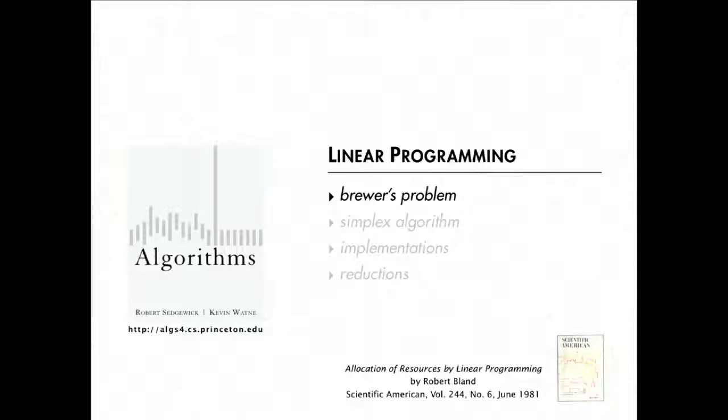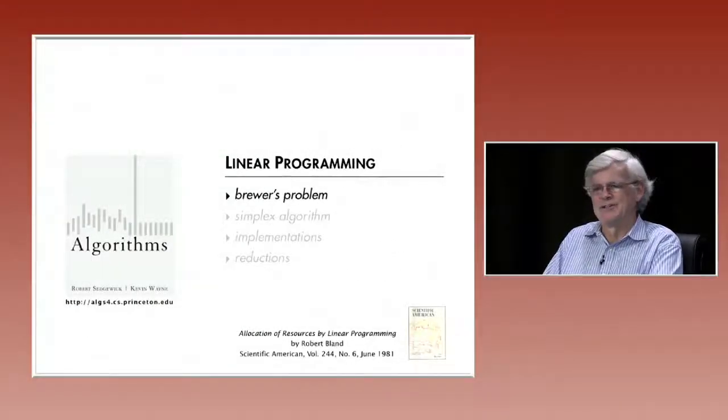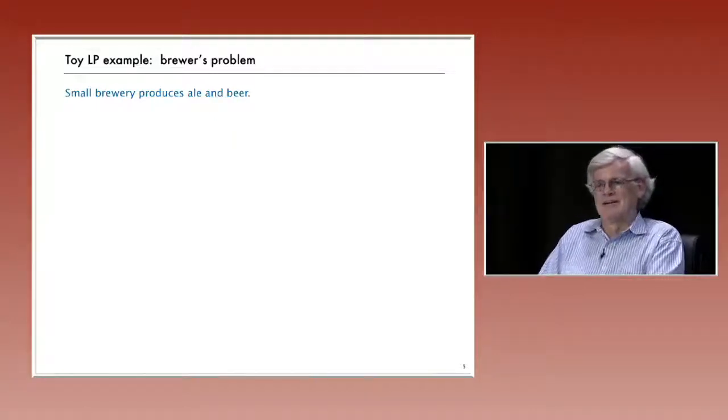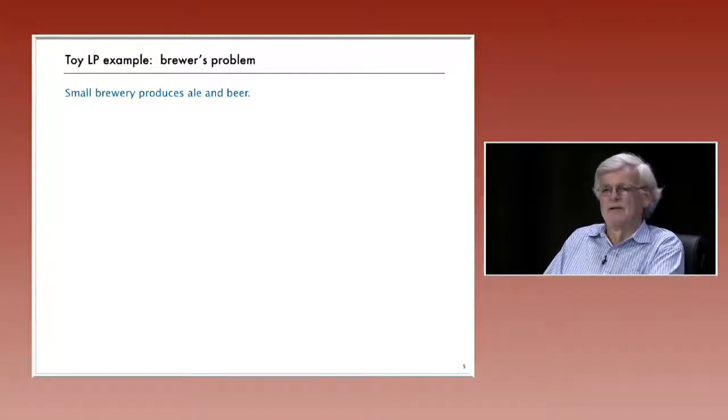So let's take a look at a little more detail of a full application, and we're going to do it based on a classic paper in Scientific American in 1980 that certainly, I don't know if it was intended, but certainly does appeal to college students, because it's all about using linear programming to decide how to best make beer and ale. So that's why it's called the brewer's problem. So here's the idea. It's a toy example to try to make sure that everybody understands what linear programming really is. And it was developed by Bob Bland, who also contributed a lot to the practice of linear programming as well.